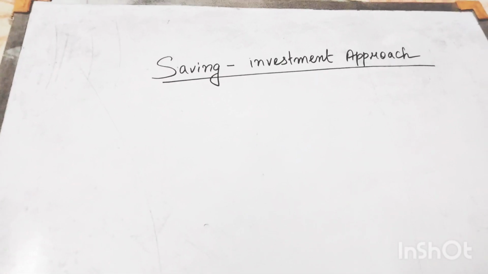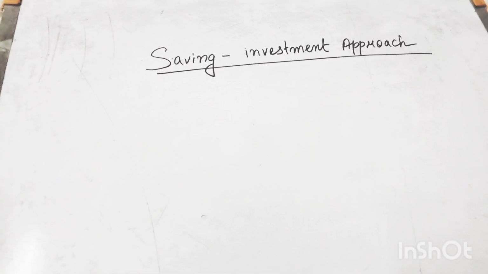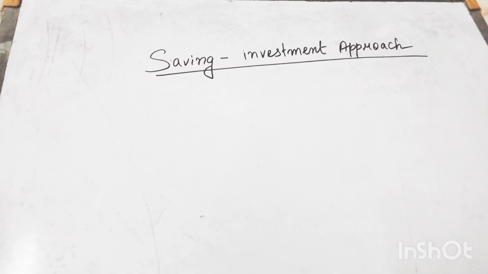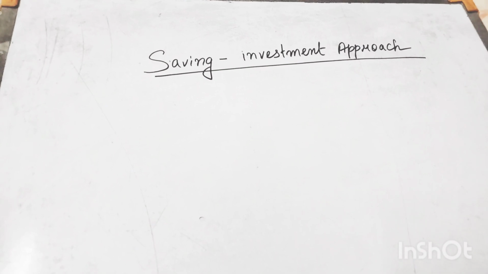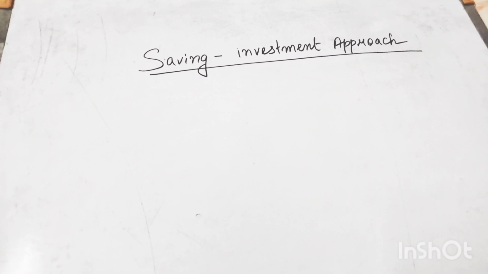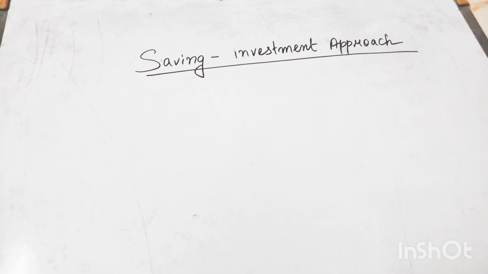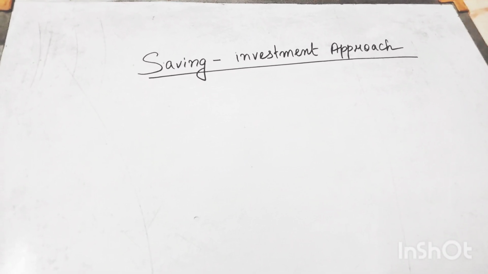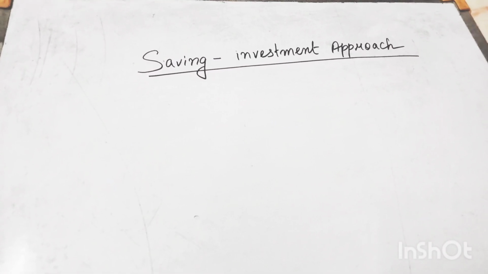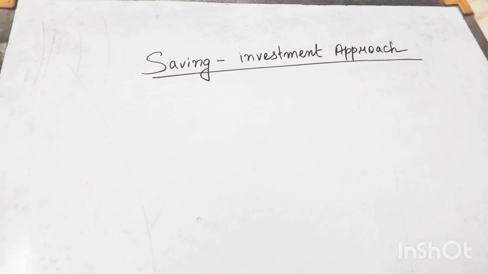Today we are going to do another alternative approach to determine the equilibrium level of income and employment with the help of the saving investment approach. Last video I have shown you the determination of equilibrium level of income and employment with the aggregate demand and aggregate supply approach. So today in this video I am going to show the saving investment approach. Those who haven't gone through the previous video, please go through it so that you can understand this part of the video.